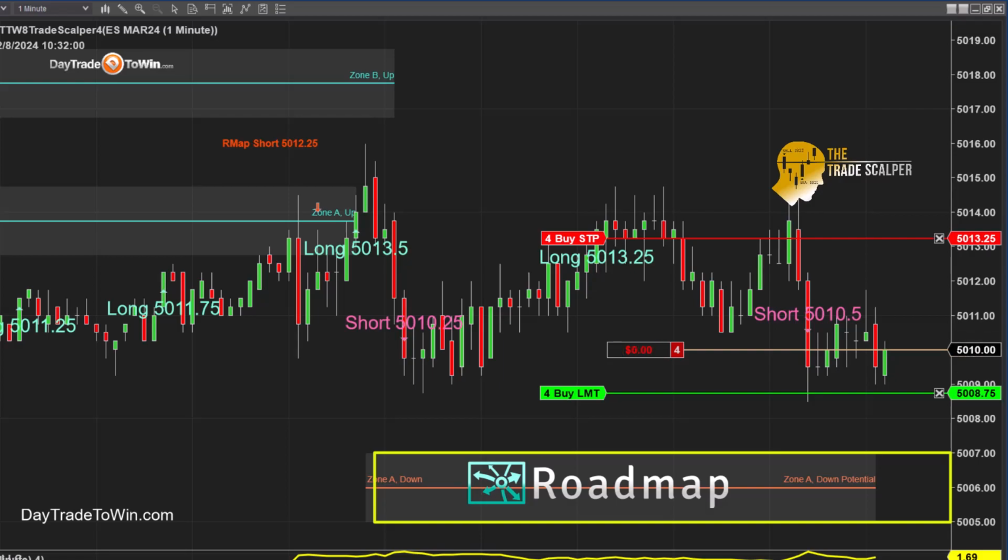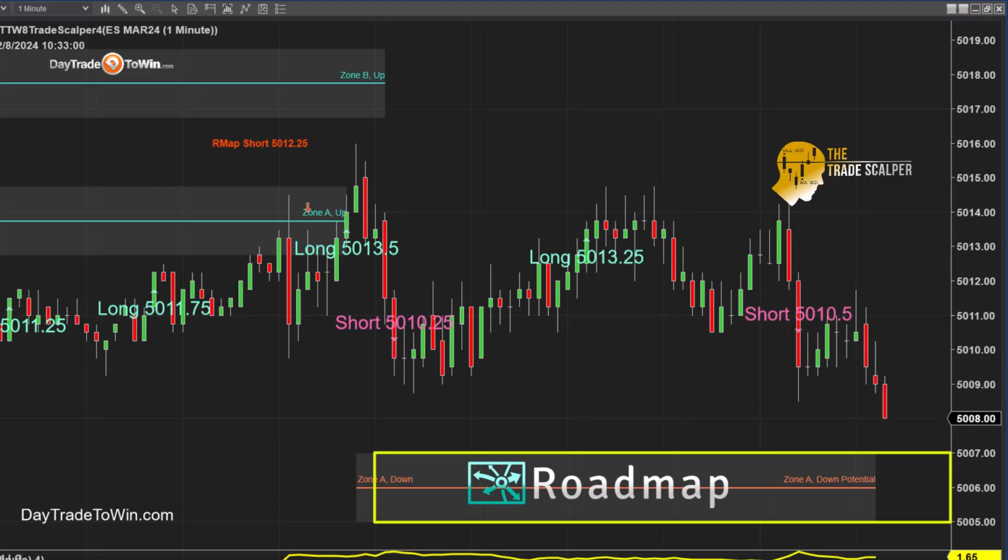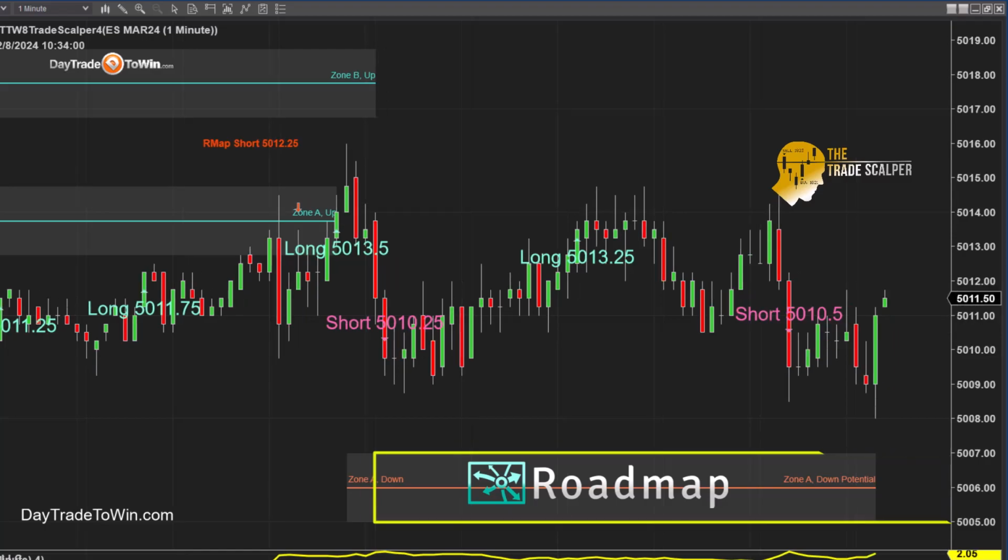So the reasoning behind this trade is, do I have enough room and enough distance, which I did, market just closed out the position. Do I have enough room, I have enough distance to make it down to the roadmap? And the roadmap is a magnet. This is where prices like to go.